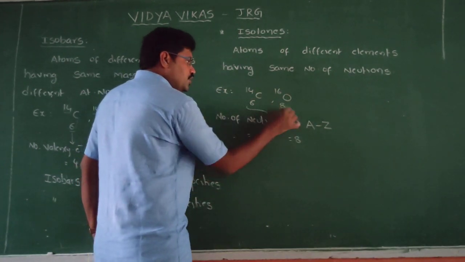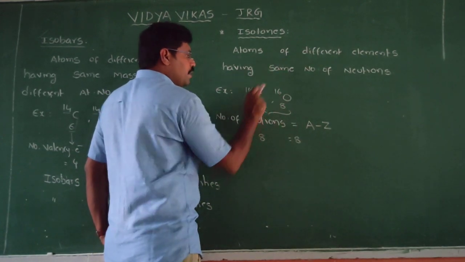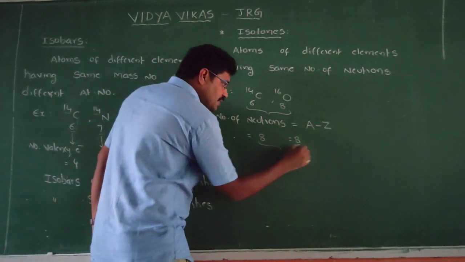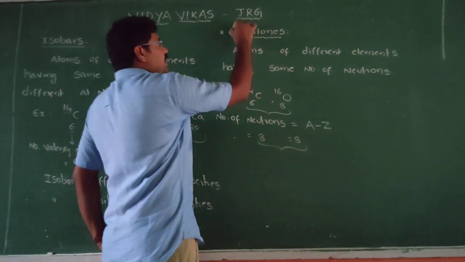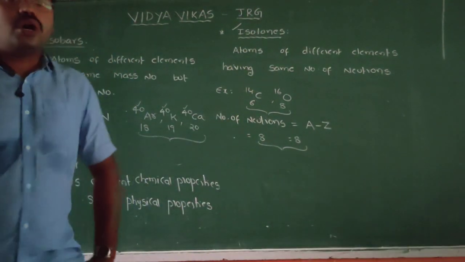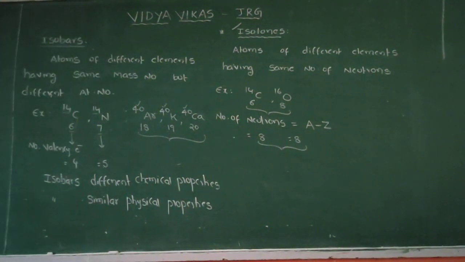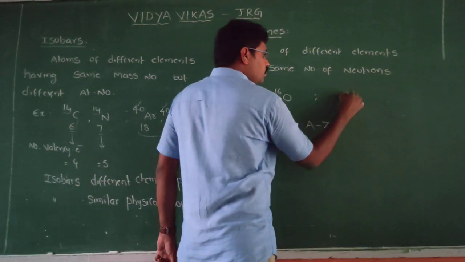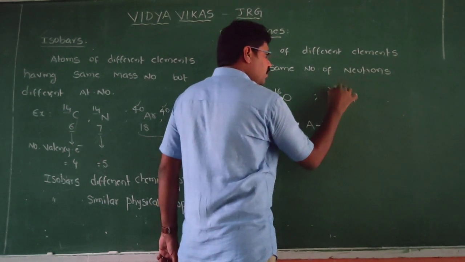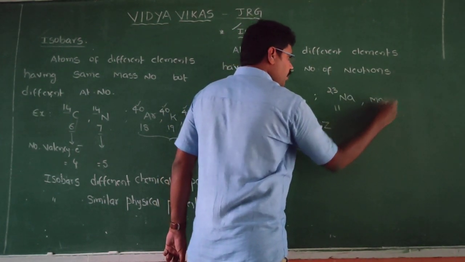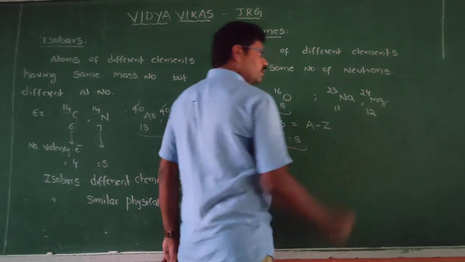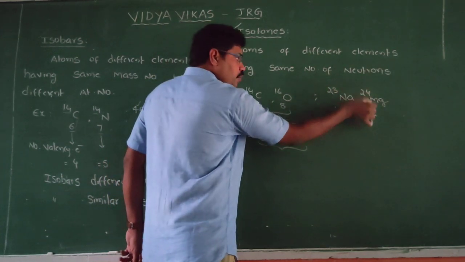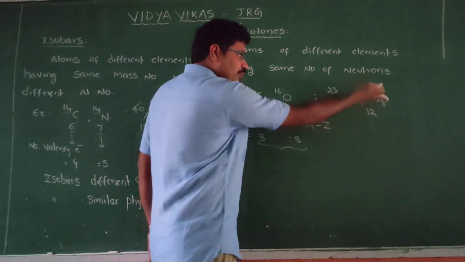So these two species are atoms of different elements. The one is carbon, another one is oxygen. But both are having same number of neutrons, and that's why these are simply called isotones, dear students. Students, another example here, sodium with 11, 23 and magnesium with 12, 24. Would you please look at the number of neutrons? 23 minus 11, 12. 24 minus 12, 12, obviously same number of neutrons.